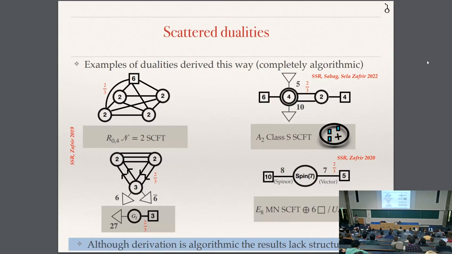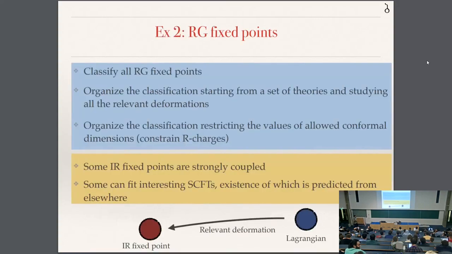You can start with a random gauge theory in 4 dimensions. For example, a G2 gauge theory with 3 fundamentals and a field in the 27-dimensional representation. It's a random theory. The only thing which is nice about it is that it is conformal. And you can ask whether there is another conformal gauge theory which is dual to it, and you can very algorithmically derive such a duality, and you can do other things. So although the derivation is very algorithmic, the results lack any structure. Okay? So we obtain data, but we don't know what the structure is.